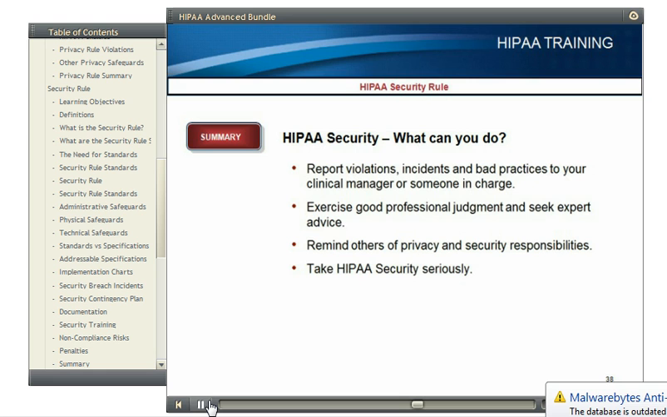HIPAA security. What can you do? Report violations, incidents, and bad practices to your clinical manager or someone in charge. Exercise good professional judgment and seek expert advice. Remind others of privacy and security responsibilities. Take HIPAA security seriously.